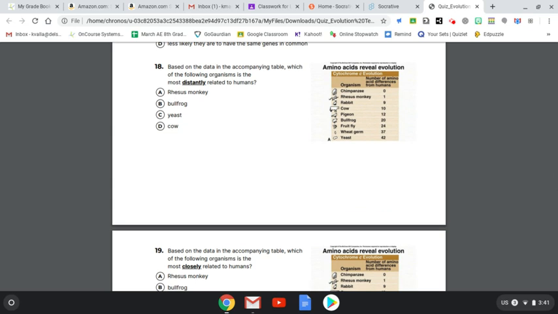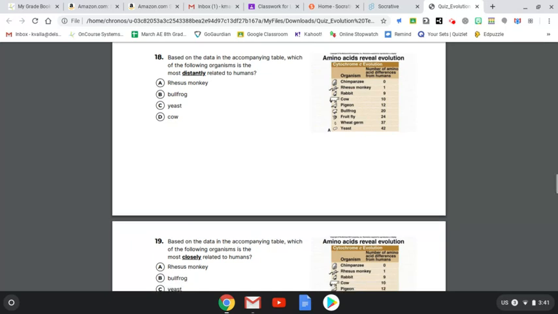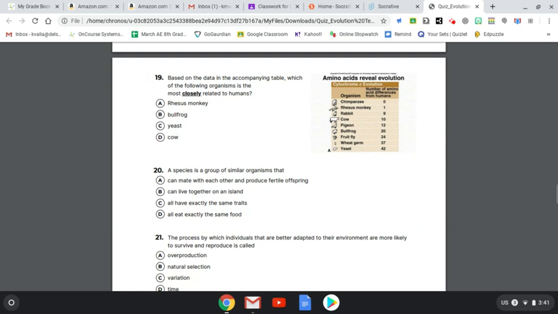18. Based on the data in the accompanying table, which of the following organisms is the most distantly related to humans? Is it A, the rhesus monkey, B, the bullfrog, C, yeast, or D, cow? Number 19. Based on the data in the accompanying table, which of the following organisms is the most closely related to humans? Is it A, rhesus monkey, B, bullfrog, C, yeast, or D, cow?